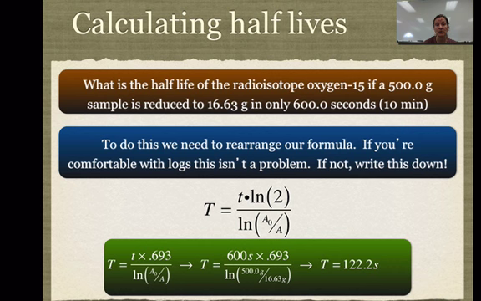So if you're going to plug in the numbers from this problem right here, the amount of time that's gone by is 600 seconds, right? Ln of 2 was just calculated to be 0.693. A sub naught, your original amount, is 500, and then you eventually have only 16.63. So if you calculate that, you'll get a half-life of about 122.2.